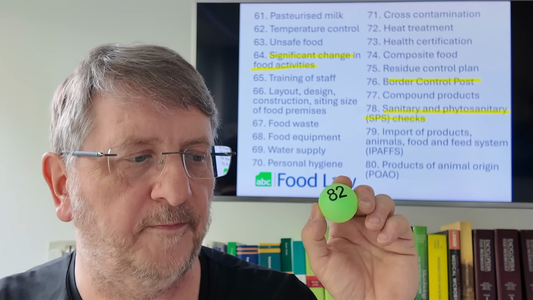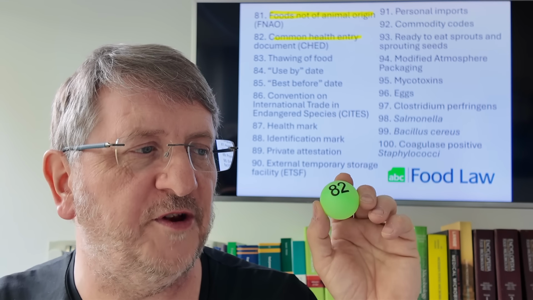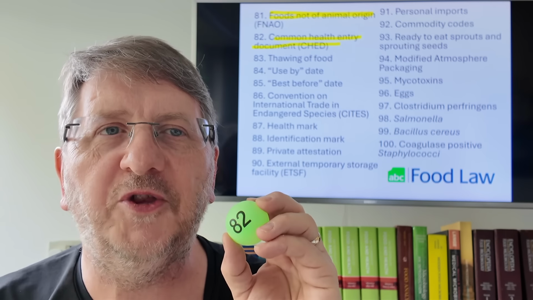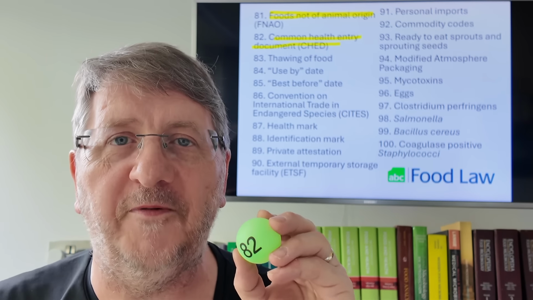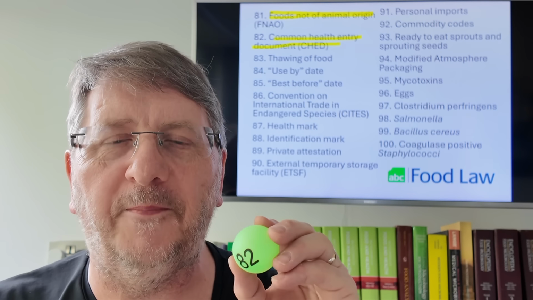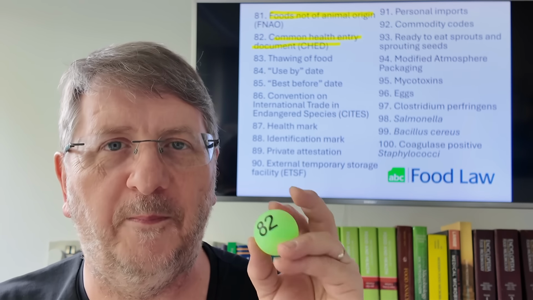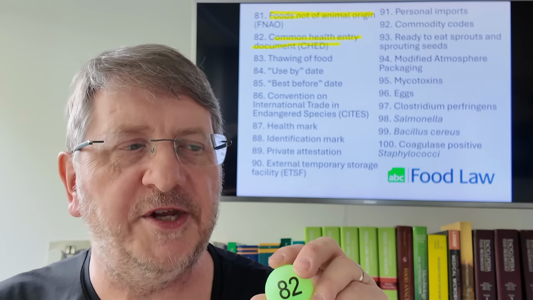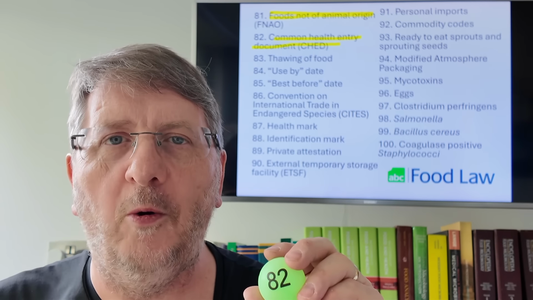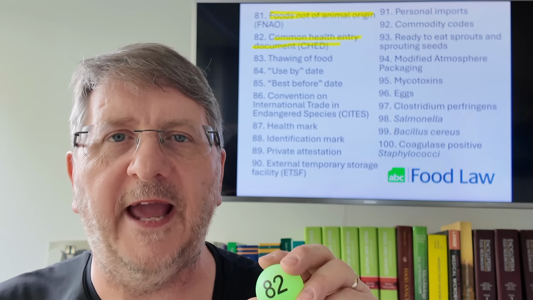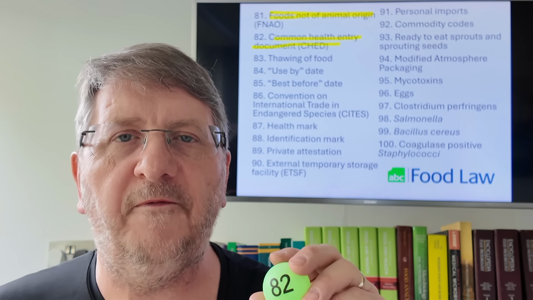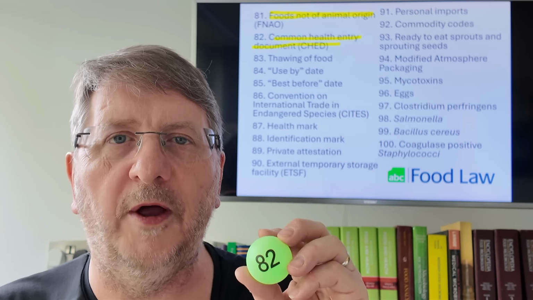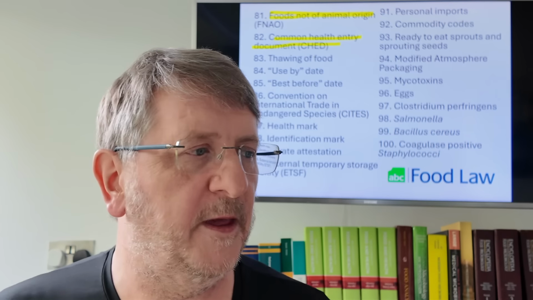Number 82. Common health entry document. A common health entry document, a CHED, is a document used to notify the border control post. If you're an importer, you notify that you're bringing in a product of animal origin from around the world to a border control post, and you tell them it's coming so that they can do their checks on it. There are different types of CHED, but the CHED also serves as a record that the checks have been carried out, and that CHED will go to the first destination inland, where environmental health officers would typically check to make sure that relevant foods have been imported lawfully. So that's an import and export issue.